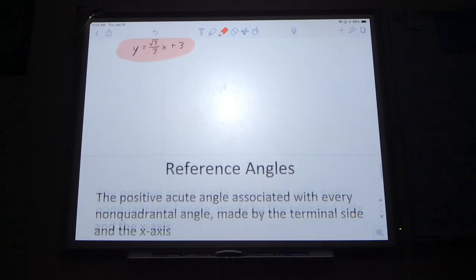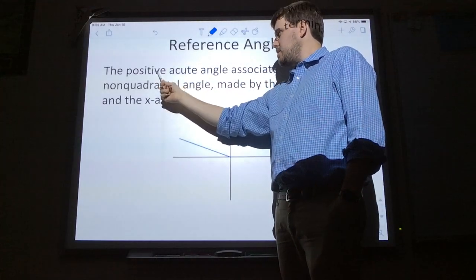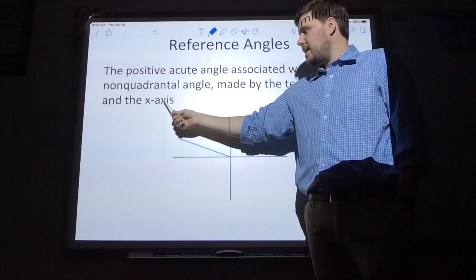Okay, we're still going to use those triangles or stuff associated to them, but we're going to do something now called reference angles. Reference angles are the positive acute angle associated with every non-quadrantal angle made by the terminal side and the x-axis. Okay, what that means is if we have any non-quadrantal angle, so anything that's not on the axis. So I'll just pick this one. Okay? It's the positive acute angle associated with the x-axis.